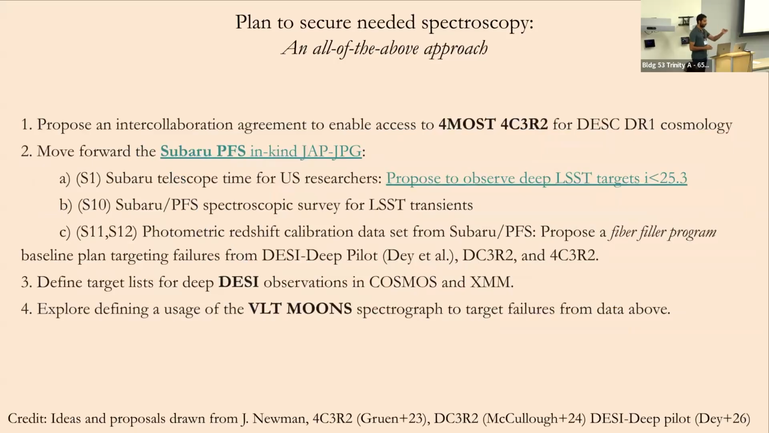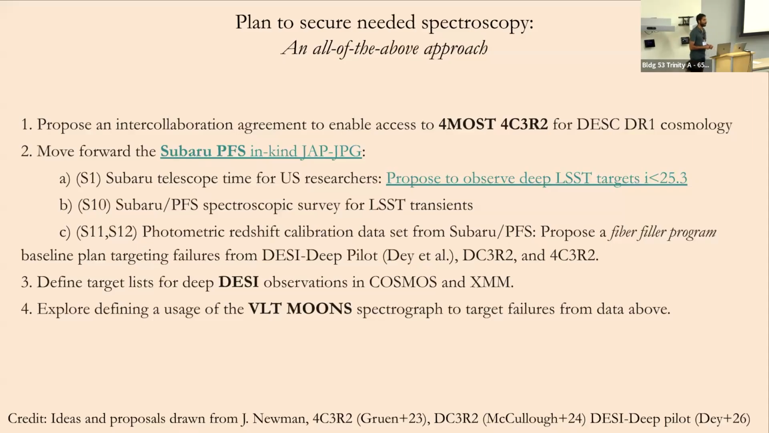There are 4 elements here that I think are really important. One is proposing an intercollaboration agreement to take advantage of 4MOST spectroscopy. There's a program within 4MOST, the 4-meter Multi-Object Spectroscopic Telescope, and they have a program called 4C3R2, which has been targeting specific SOM cells, as you've seen earlier today, SOM cells where we don't have spectra. And it'd be great to get an intercollaboration agreement to get access to those for DESC.